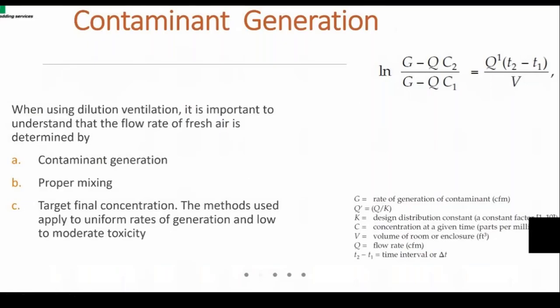Thank you. Okay, next topic is contaminant generation. Let me know one thing. On the right side of the slide, there is one formula, and also the meeting is showing the names of the participants. Is the formula clear to everyone? Yes, we can read the formula, that is log natural G minus... Actually, I cannot read it because there is a bar on this side. I can only read log natural G minus over G minus.